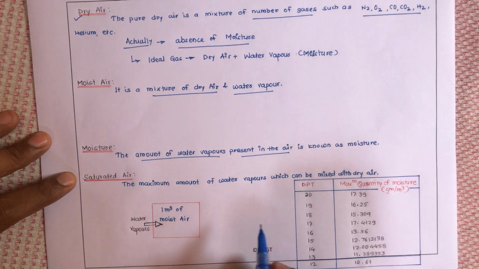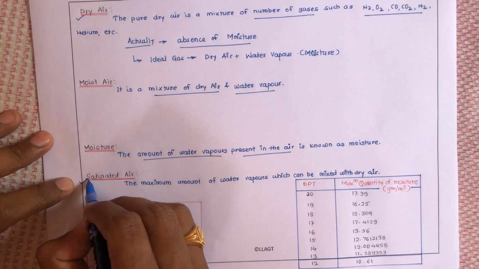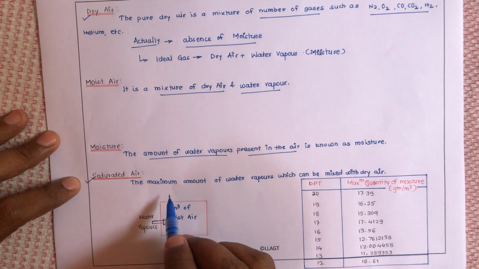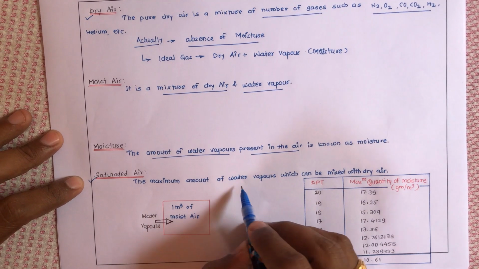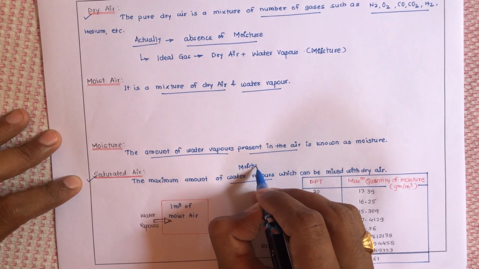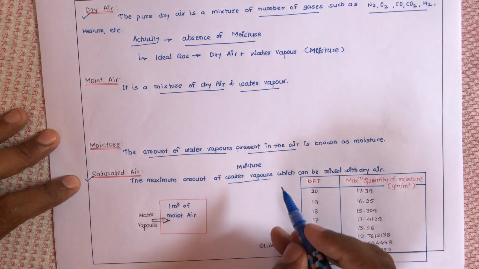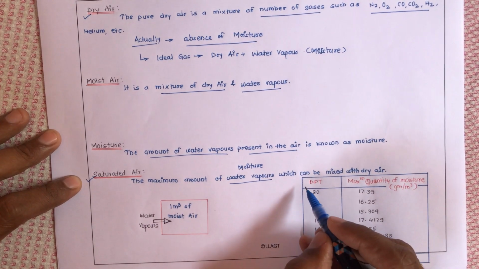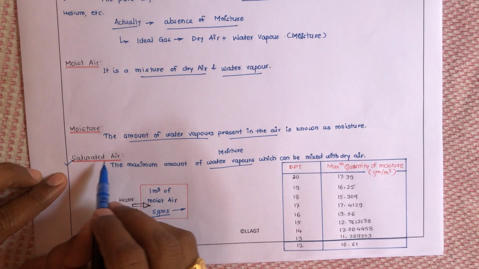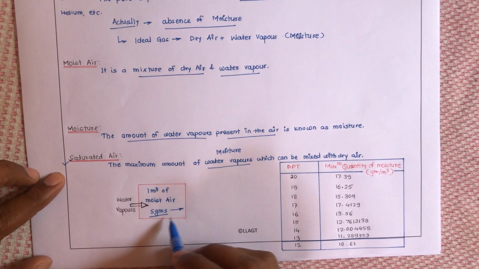Now let us move towards the next definition, that is saturated air. Saturated air is the maximum amount of water vapors, or moisture, which can be mixed with air. In order to understand the definition of saturated air, let us take an example.